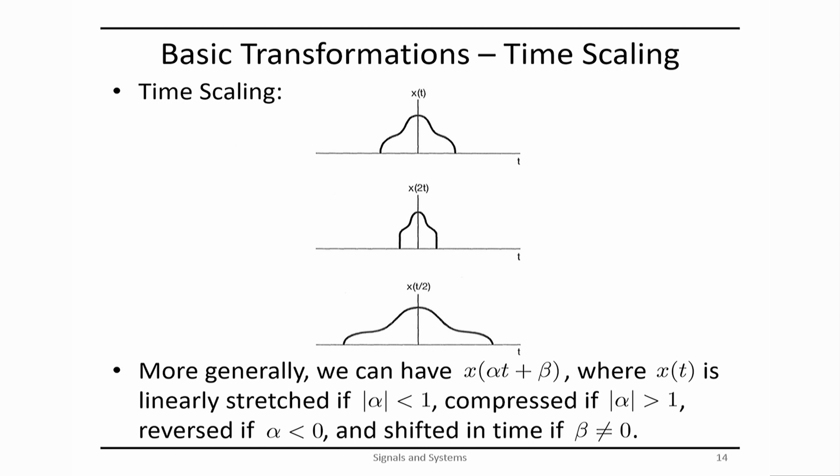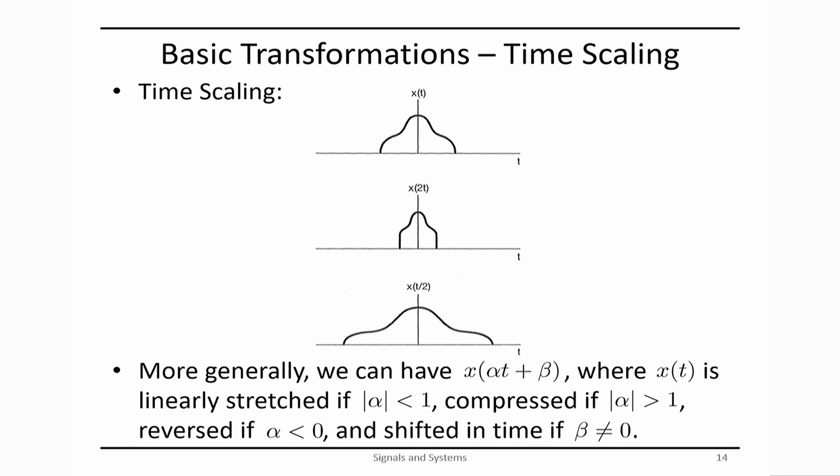Now, the third kind of basic transformation is time scaling. Time scaling corresponds to the compressing or the stretching of your original signal. Suppose that x of t is your original signal. Then if you multiply the independent variable by 2, let's say you instead look at x of 2t, then what you're looking at is actually a compressed version of your original signal.